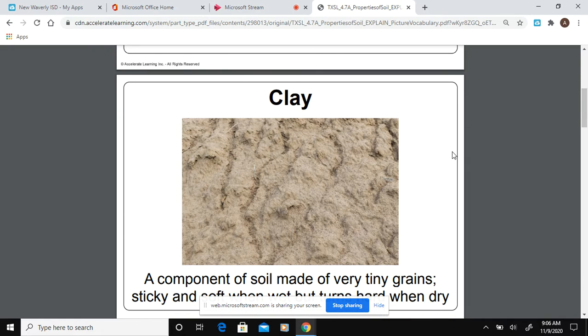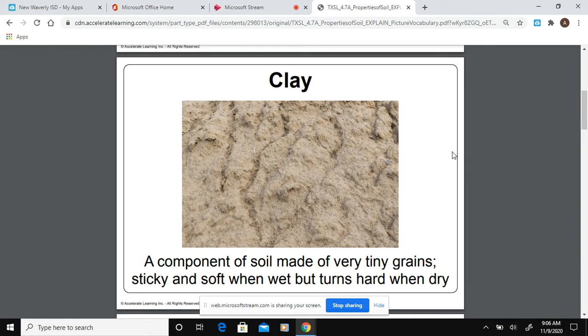Our first vocabulary word is clay. Clay is a component of soil made of very tiny grains, sticky and soft when wet, but turns hard when dry. You can see in this picture, it's harder to see that this is the dry part of the clay. Usually if you are digging and you get to a part that is stickier and harder to get through, that is going to be the clay. So it's sticky but soft, but when it dries, it turns hard. So that is what clay is.